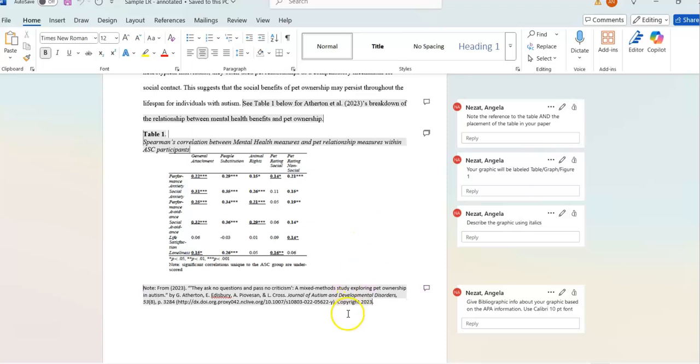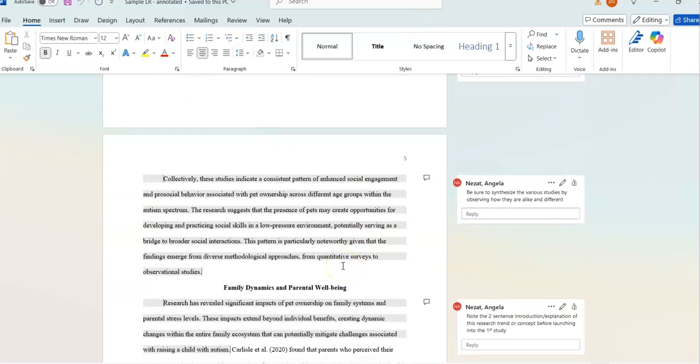All right, so that is your table. Super easy. Note the font is a small font. In fact, it's Calibri 10-point font. All right, so that is your table.